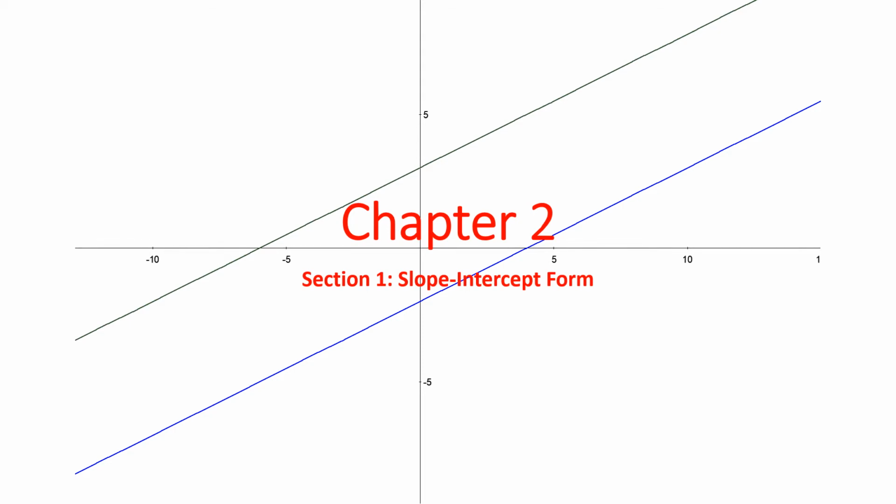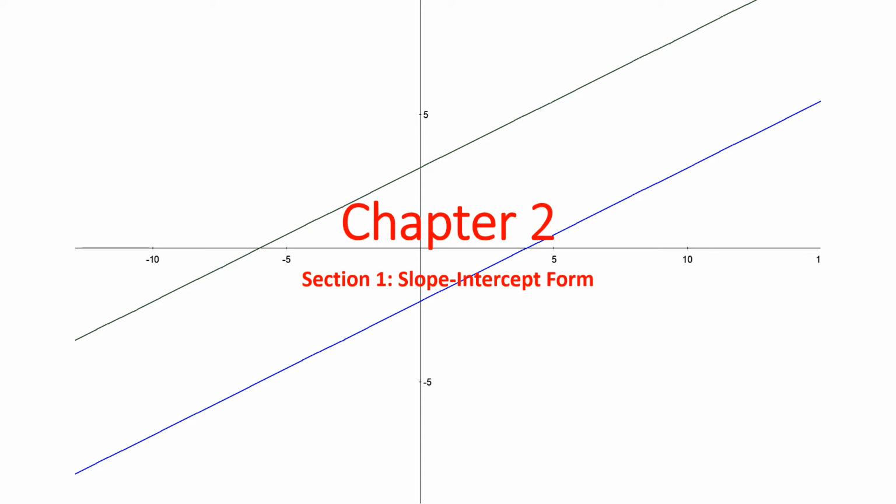In this chapter, we're going to be looking at graphs and equations of lines. This may be something that some of you have already seen, or it may be brand new to some of you. So we're going to go over it like it's new. And there's a lot of good stuff in this chapter. It's split into 4 sections.